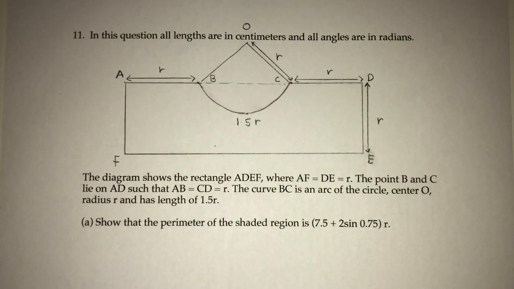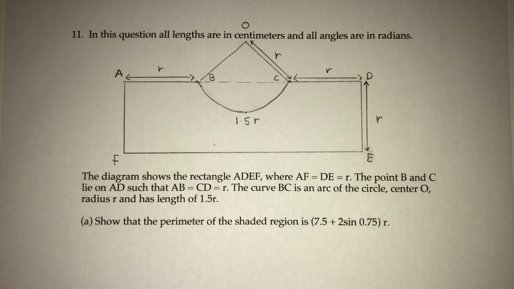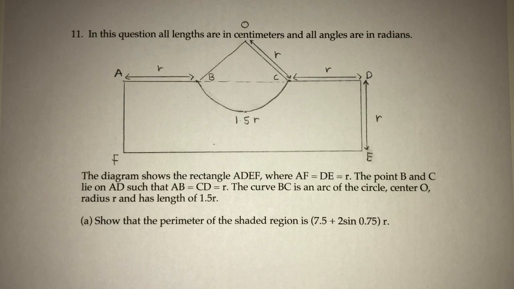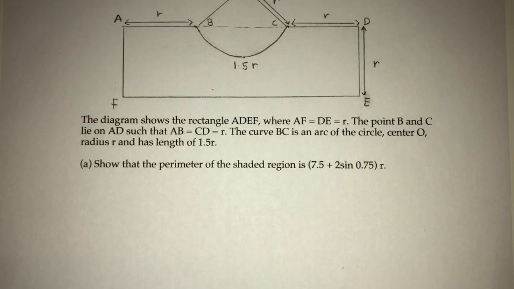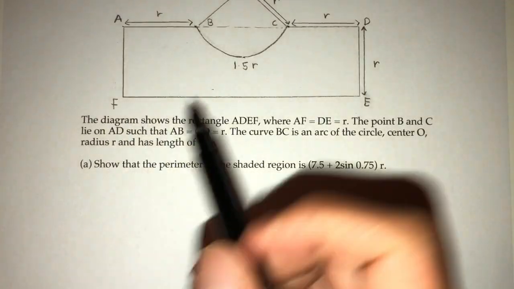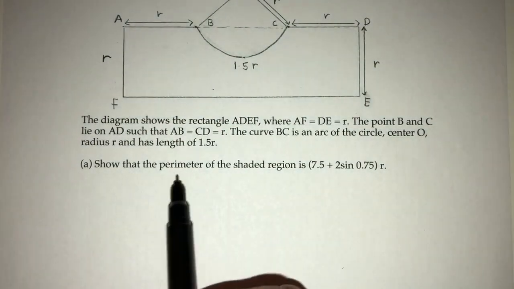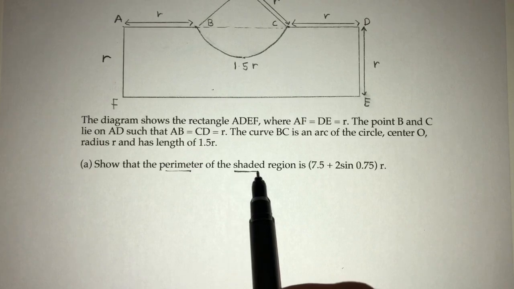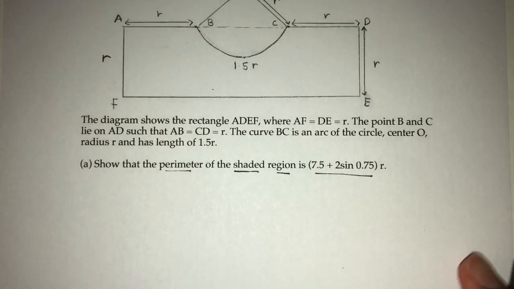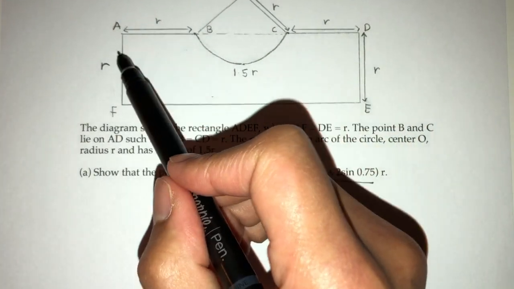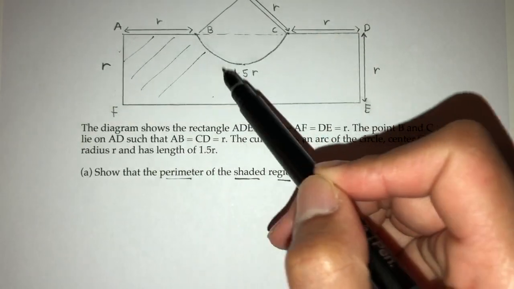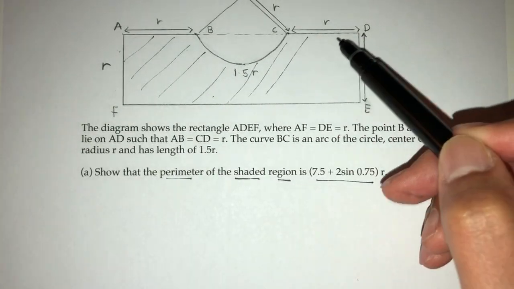Let's move on to question number 11. So in this question, all the lengths are in centimeters, and basically we have to find what? We're given R, this is also R, and we have to show that the perimeter of the shaded region is this. So in the question paper, this is the region that we need to find. This is the shaded region.